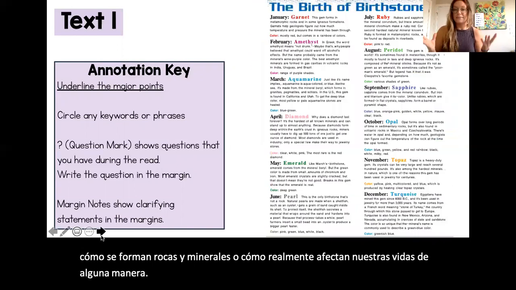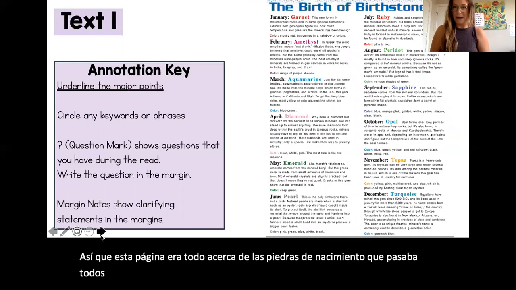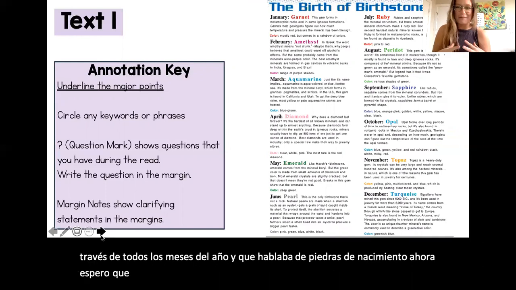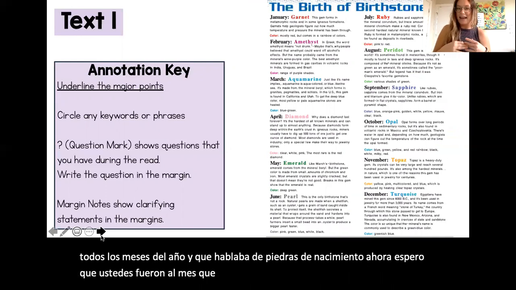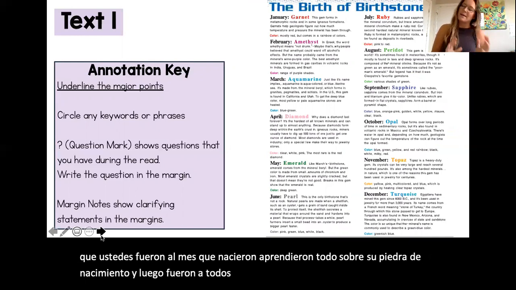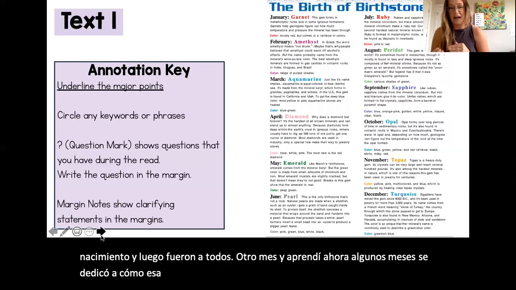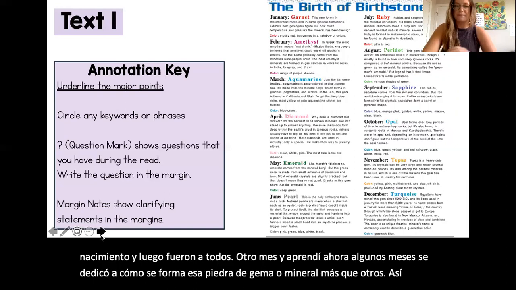So this page was all about birthstones. It went through every month of the year and it talked about birthstones. Now, I hope you guys went to the month you were born, learned all about your birthstone, and then went to every other month and learned. Now, some months went into how that gem, stone, or mineral is formed more than others. So this is really going to guide our annotation.